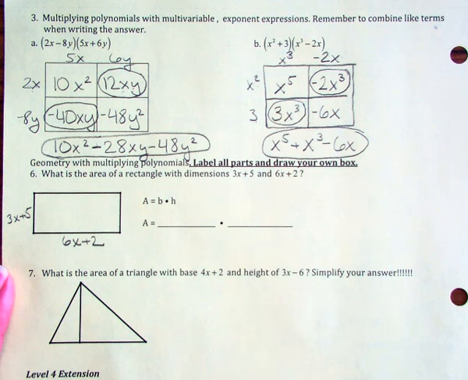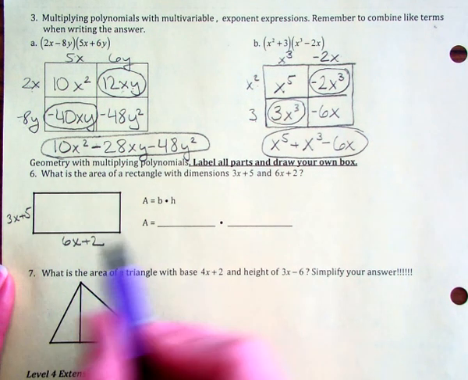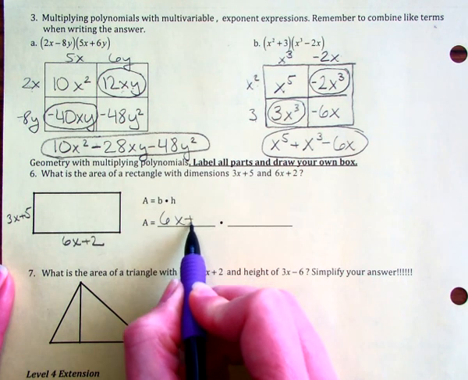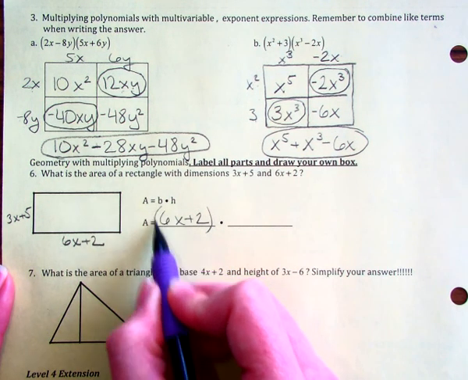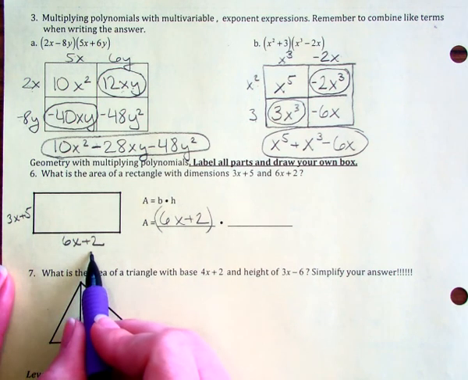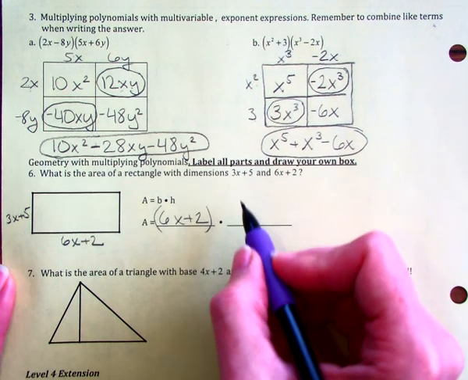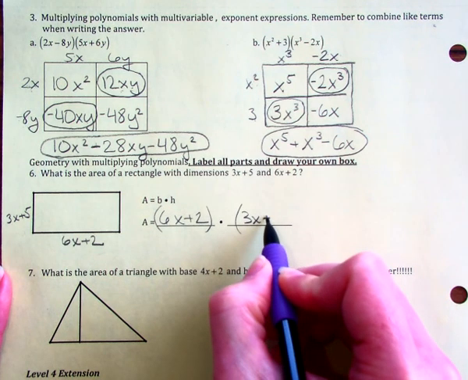To find an area, you multiply a base times a height. Here's our base, so I'm going to write that in, 6x plus 2. It's the whole thing, so I need to put parentheses around that to say I want to multiply that whole quantity with the height, which also has a sum, so we need parentheses to keep that sum together as the whole height.